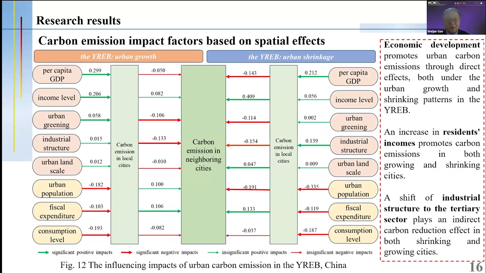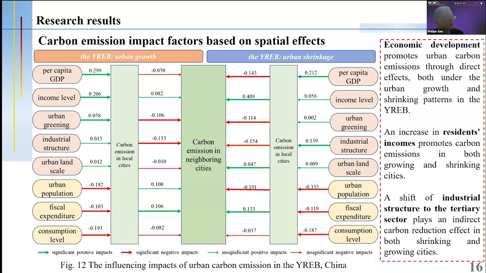Then we put many factors based on the spatial effects. We quantify the effect of different factors on carbon emission in the local and the neighbor city, and find some similarity and difference between the sample of China and Japan cities. Here for China is the urban growth pattern, and here is the shrinkage pattern. The different GDP and the industry structure, a lot of factors, have a different effect on the urban carbon emission.